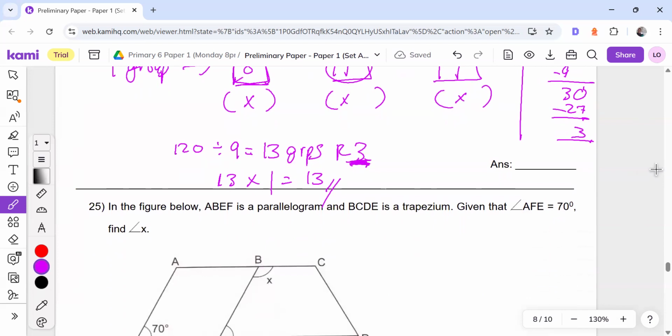Let's go to question 25. So far, any question? Is the lesson clear? Lesson clear, right? Okay, let's go to the next one.